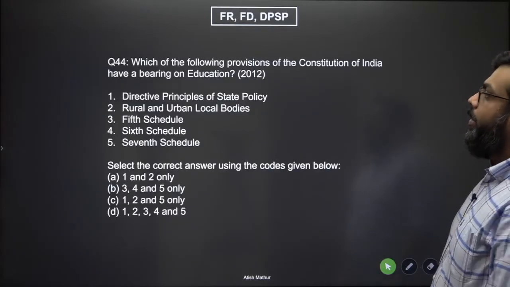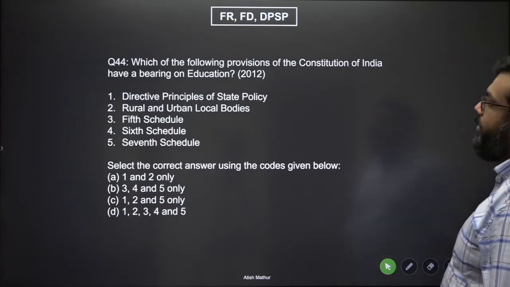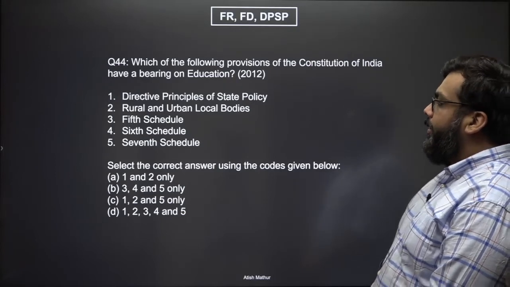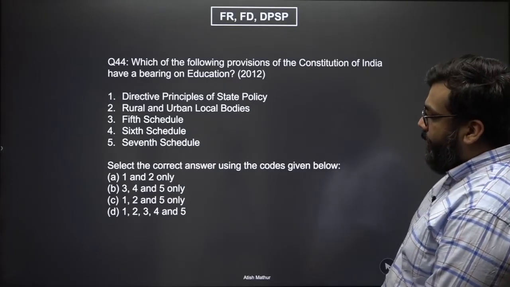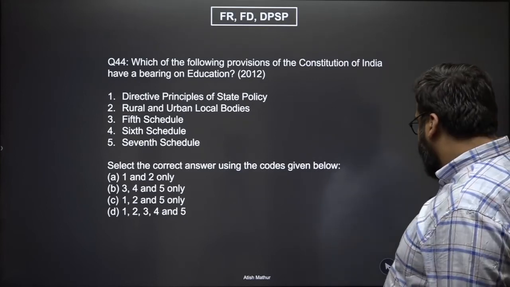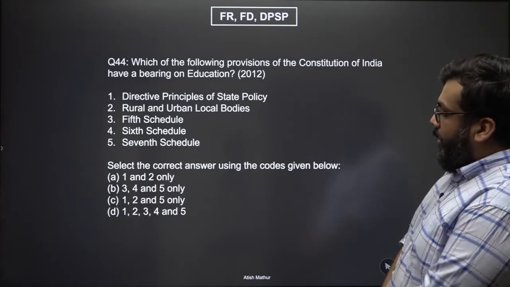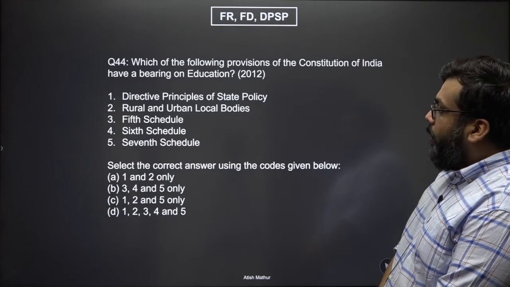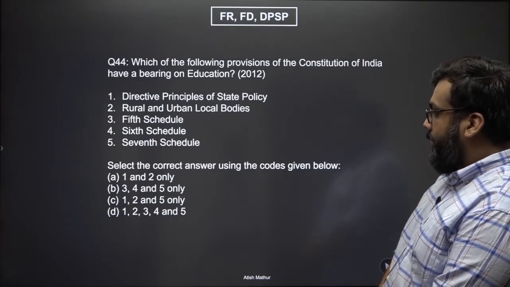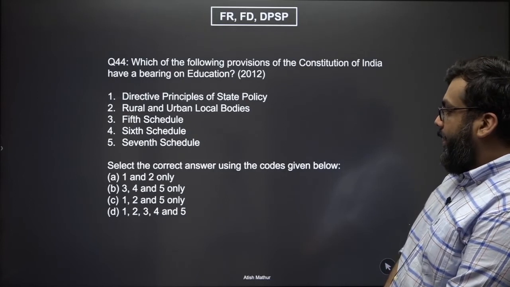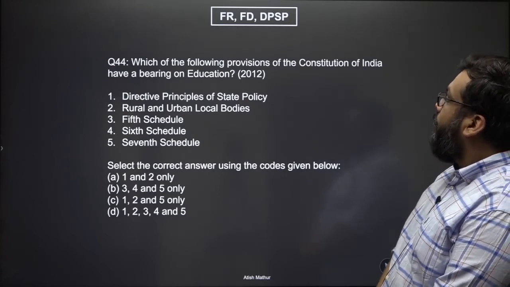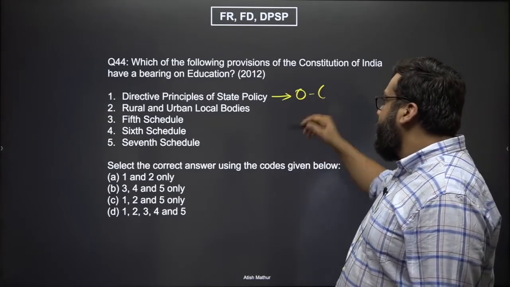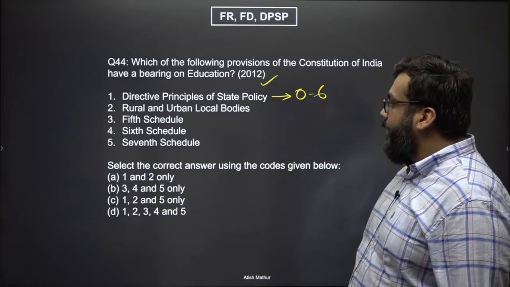There you go. Which of the following provisions of the Constitution have a bearing on education? DPSP, rural and urban local bodies, 5th schedule, 6th schedule, 7th schedule. 1 and 2; 3, 4 and 5; 1, 2 and 5; 1, 2, 3, 4 and 5. Tough question, but a good one. All right. So except for option B, 1 is present across all 3 options. Let us see if we can eliminate 1. No, we can't, because directive principles do have provisions with respect to 0 to 6 years. So this is definitely related to education.